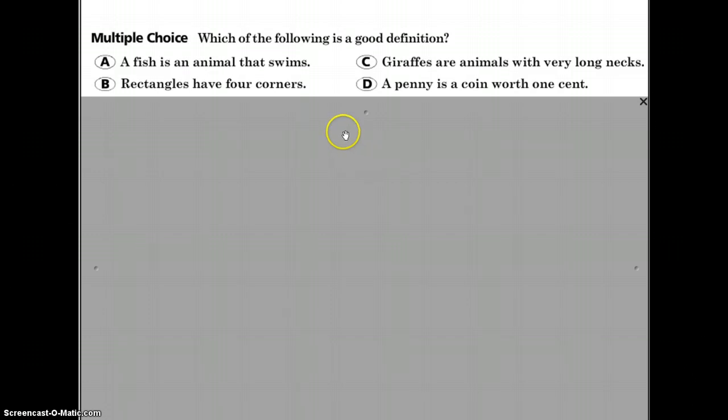Next up, let's talk about what makes a good definition. We've got four options here. A, a fish is an animal that swims. B, rectangles have four corners. C, giraffes are animals with very long necks. Or D, a penny is a coin worth 1 cent. Yeah, a fish swims, rectangles have four corners, giraffes have long necks, and a penny is worth 1 cent. But only one of these is really a good definition.